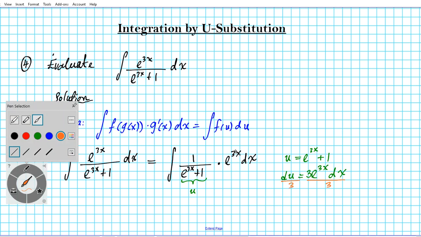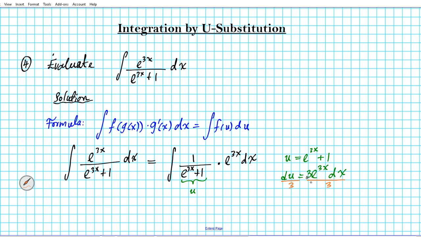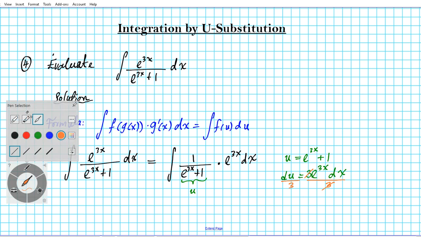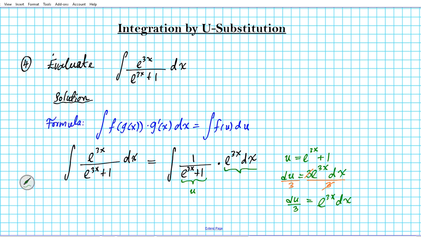Because this component here doesn't have a 3 in front of the e. It doesn't have a 3 coefficient, so we can't have this right here. Alright? So that divides out, and that gives us du over 3 is equal to e to the 3x dx. This is exactly what we want. We have a perfect match. Check this out. We can now replace this entire component with du over 3.